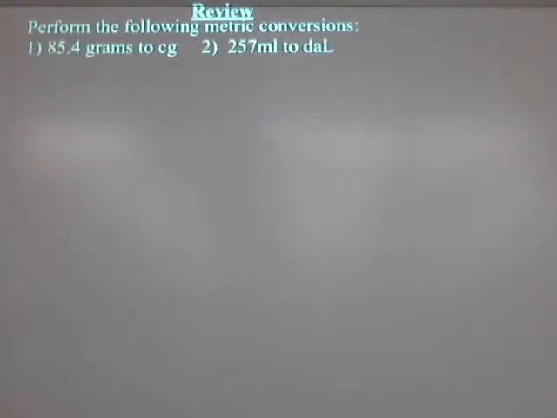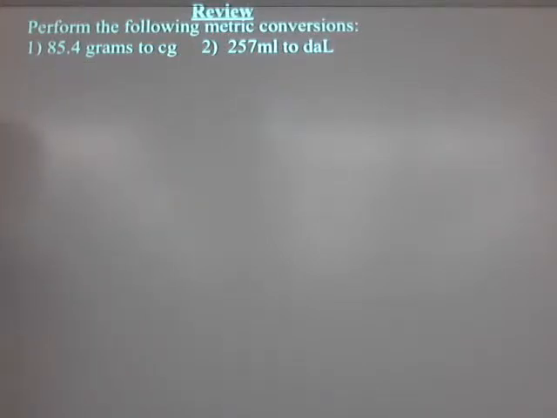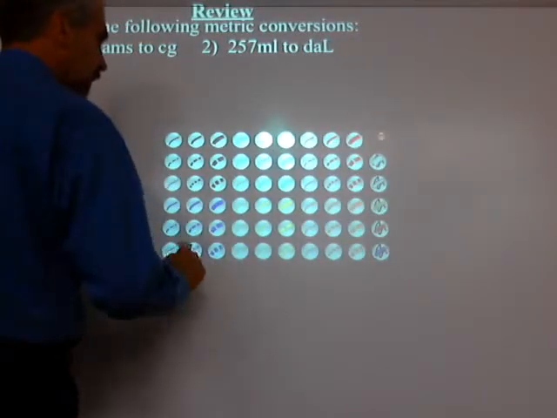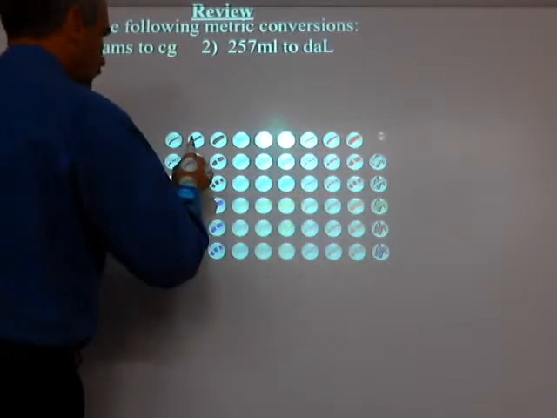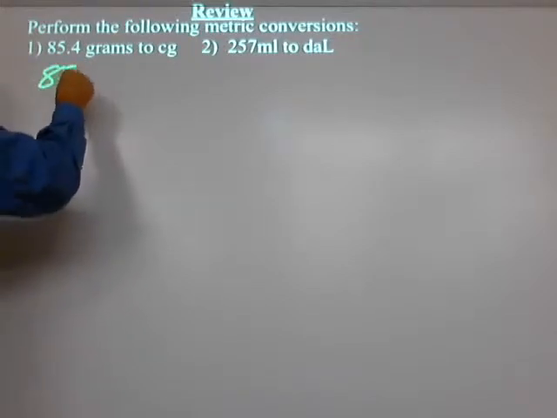So let's do the first one. All right, for 1 and 2 here, we'll do those. Okay, 85.4 grams. I want to convert them to centigrams. Oh, boy, that's thick. I don't want that. Let's go with this and then this. All right. What do I do first? I write down the given information, 85.4 grams.